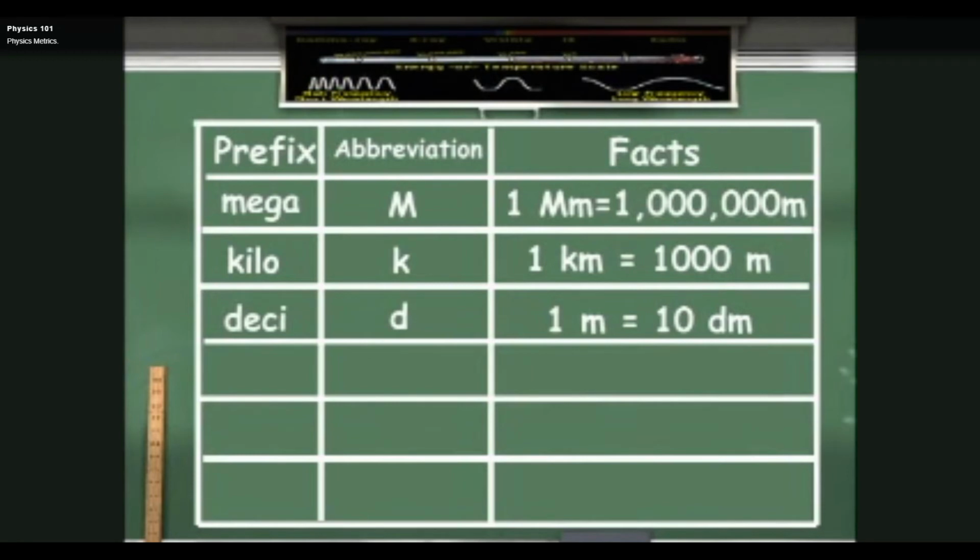You should be familiar with the prefix centi. See if you can fill in the information on centi in your chart. Use what you know about cents in a dollar or years in a century to help. The abbreviation for centi is lowercase c. 1 meter equals 100 centimeters.